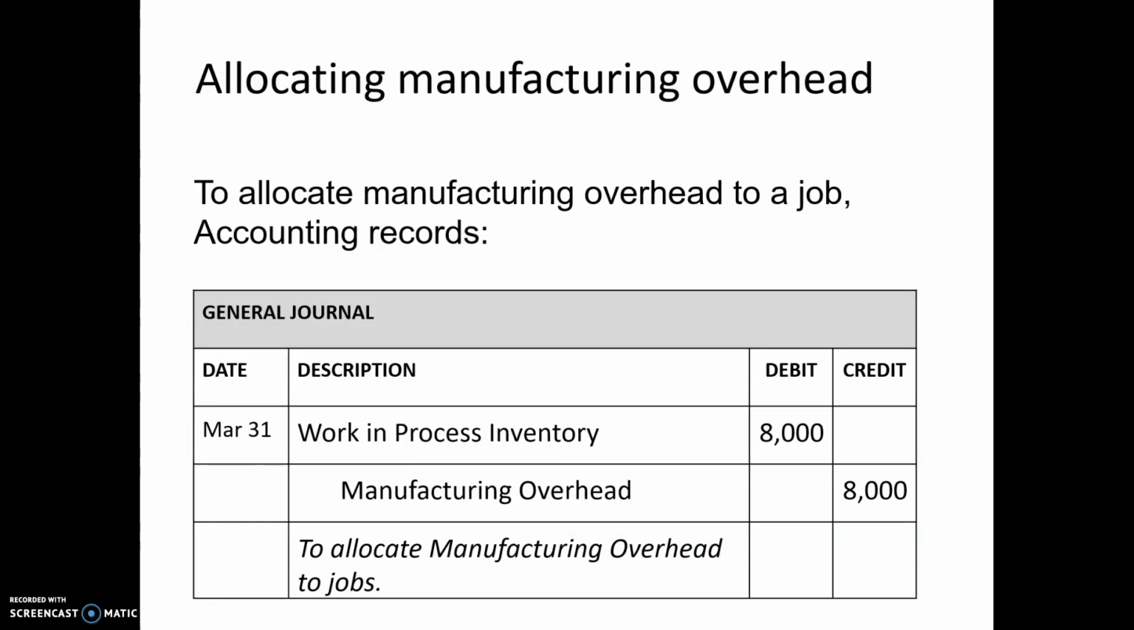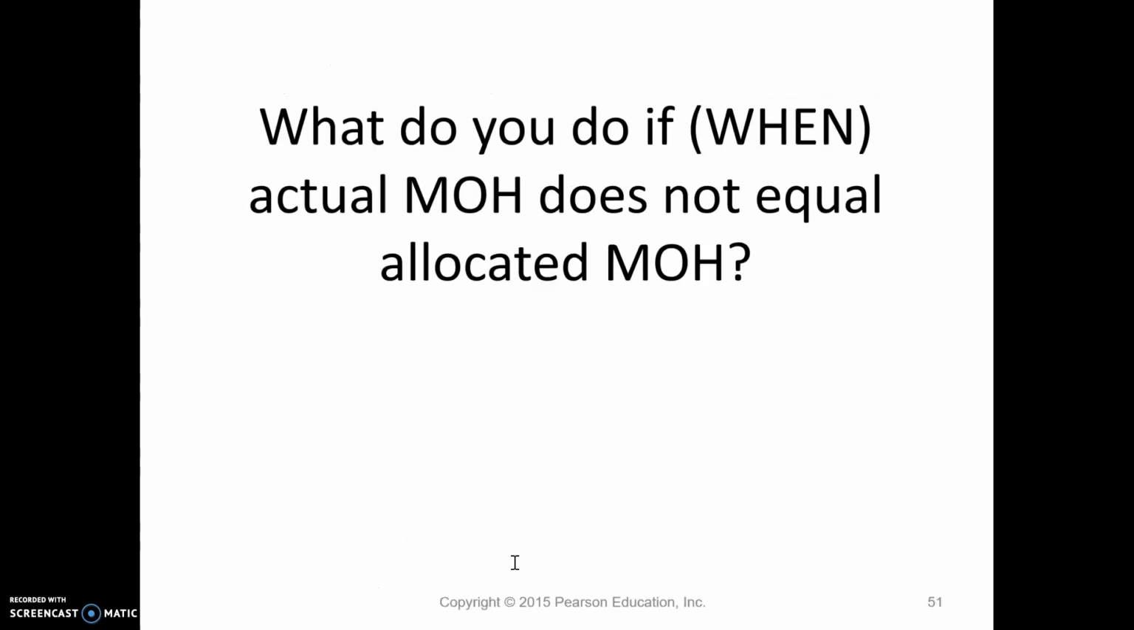And so if we're putting it on the job cost record, we also have to put it into work in process inventory. So we'll debit work in process inventory for the 8,000. We'll credit manufacturing overhead for the 8,000. And we would use that predetermined overhead rate to allocate manufacturing overhead to every single one of the jobs that we worked on. And so ideally, we would end up assigning all of our manufacturing overhead to specific jobs, that all of our jobs would pick up the total amount of overhead that we incurred.